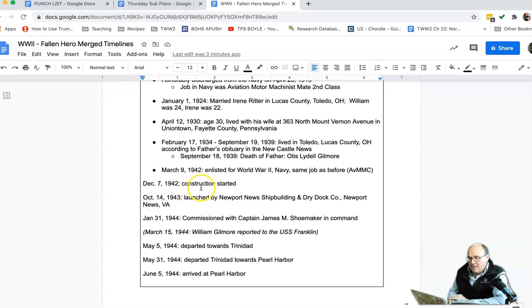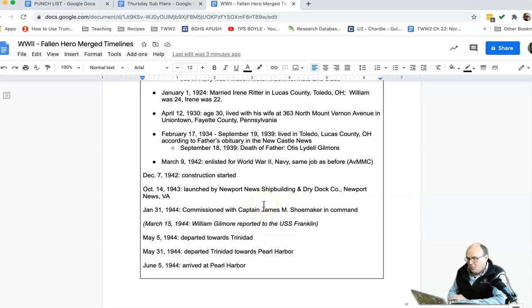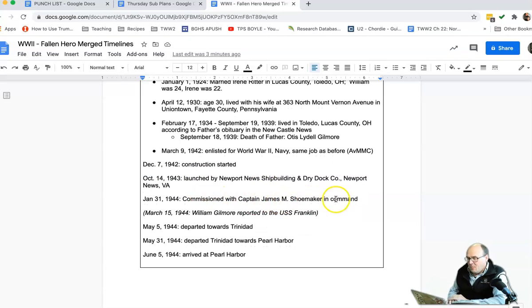On December 7, 1942, construction started on a new aircraft carrier called the USS Franklin. The ship was launched on October 14th of 1943 at Newport News, and James Shoemaker was put in command. Just a few weeks later, William Gilmore reported to the USS Franklin for the first time.